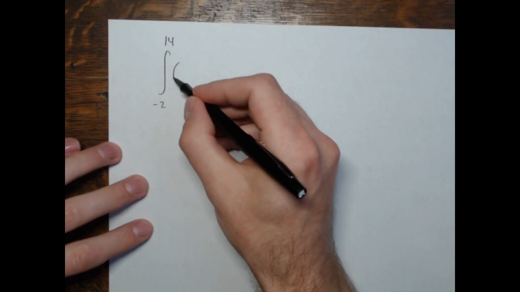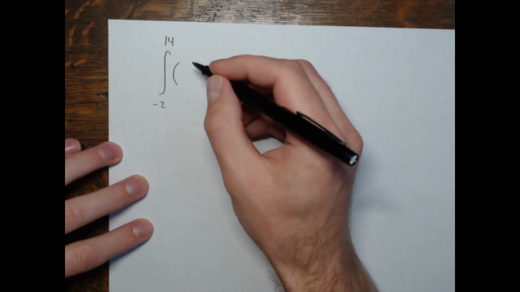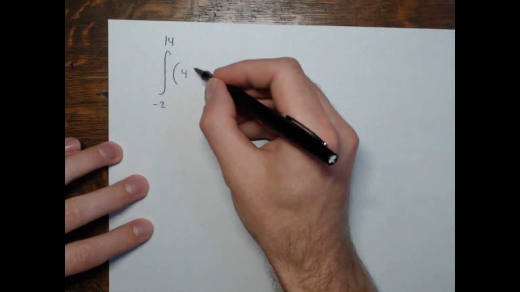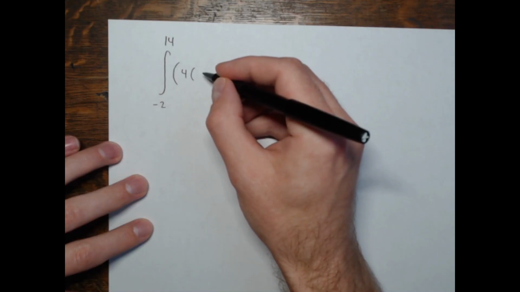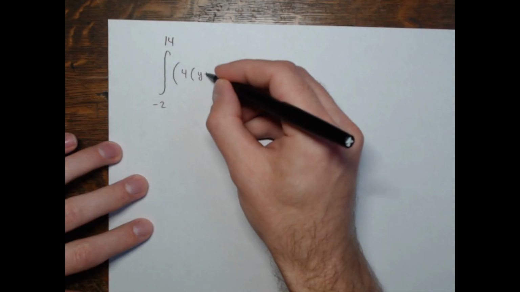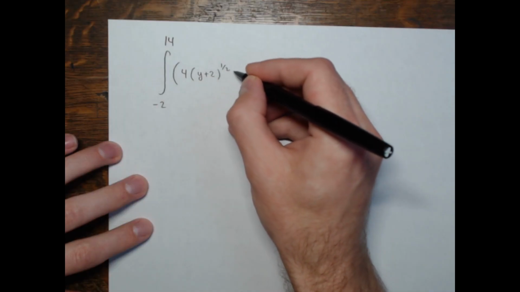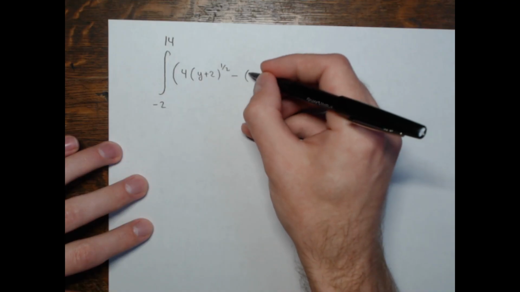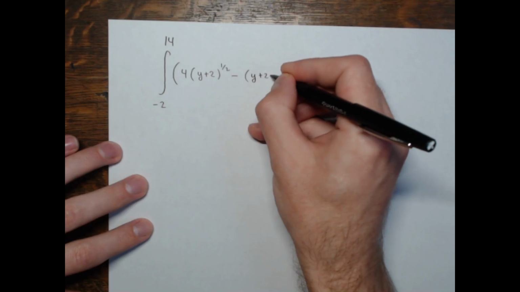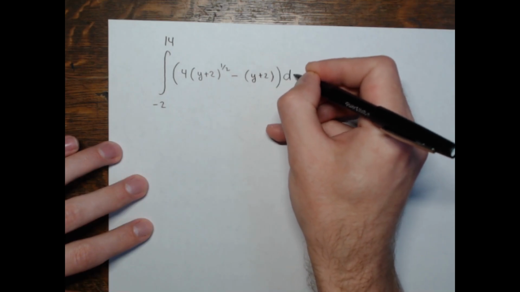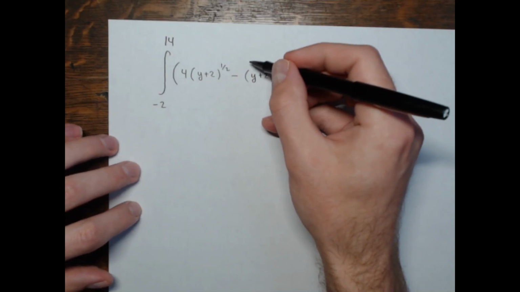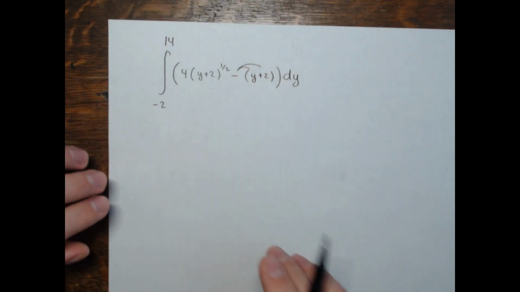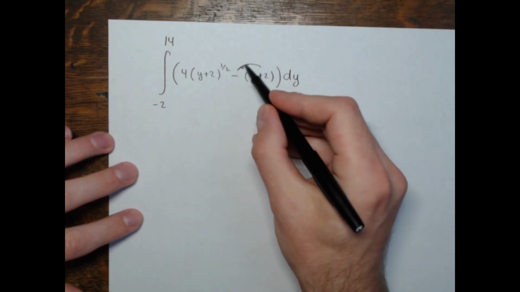And the x coordinate on the right curve in terms of y was 4 times the square root of y plus 2. So again, I'm going to write that as y plus 2 to the half power. Minus, and then the x coordinate on the left curve in terms of y is just y plus 2. That was the v of y. And I can distribute this here. Well, I don't really need to.